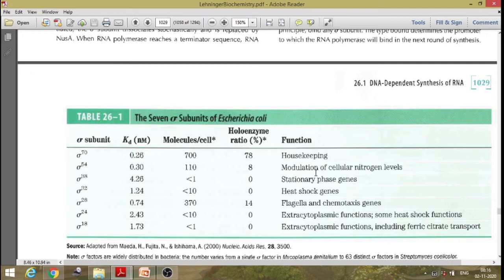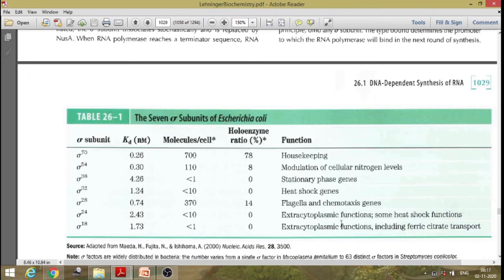Sigma 54 is for modulation of cellular nitrogen levels. Sigma 38 is used for stationary phase genes. Sigma 32 is used for heat shock genes. Sigma 28 is for flagella and chemotaxis genes. Sigma 24 and sigma 18 are present in lower frequency, and they are used for extra cytoplasmic functions, some heat shock functions, and others. Like this, the different sigma subunits have different kinds of functions.